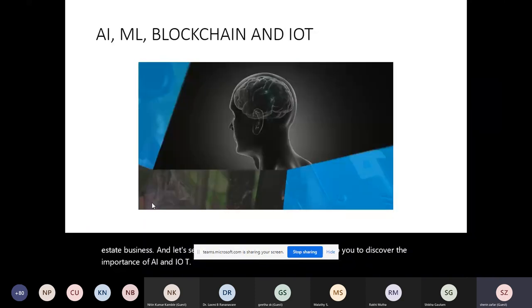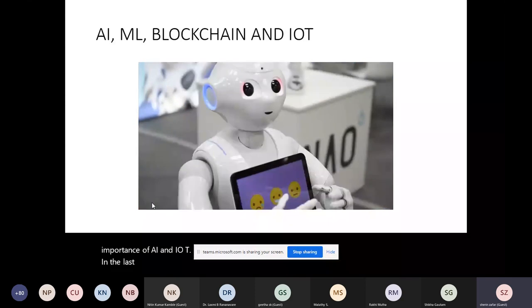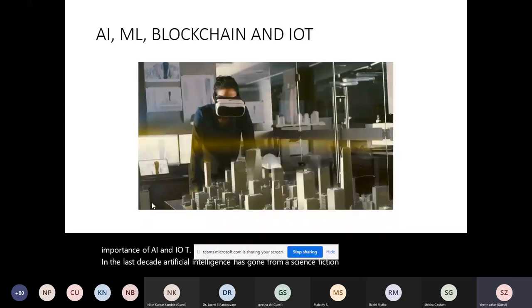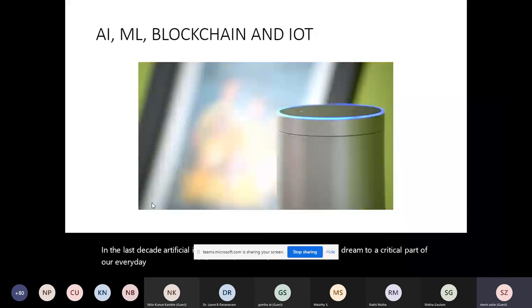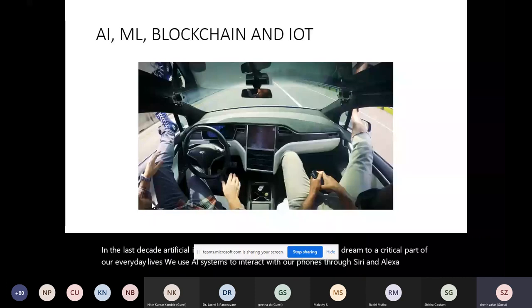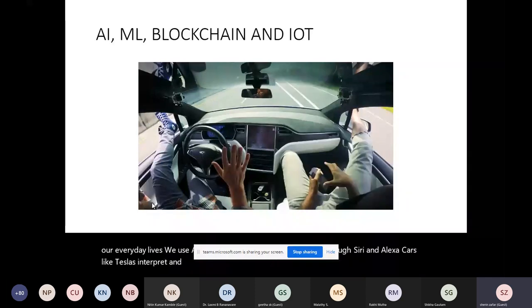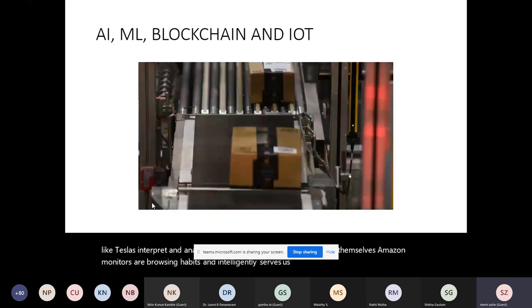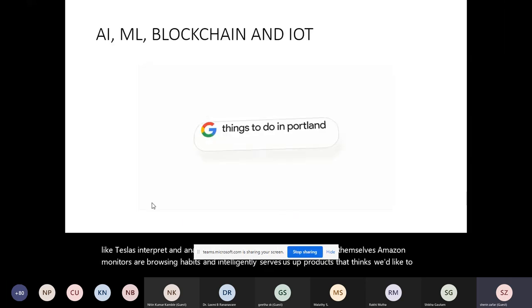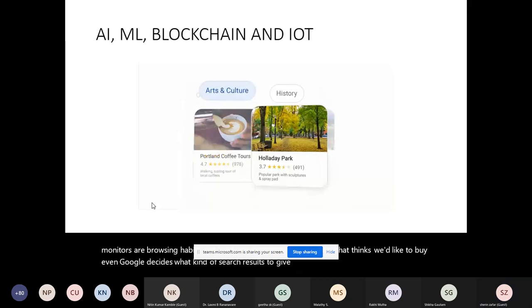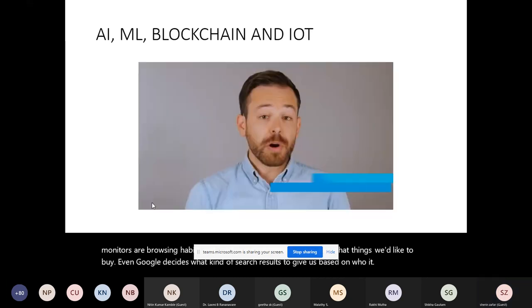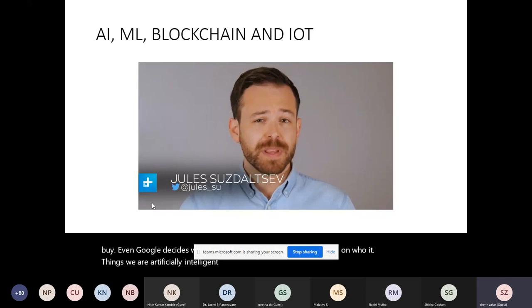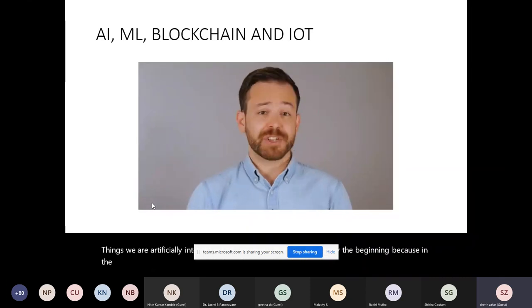In the last decade, artificial intelligence has gone from a science fiction dream to a critical part of our everyday lives. We use AI systems to interact with our phones through Siri and Alexa. Cars like Tesla's interpret and analyze their surroundings to intelligently drive themselves. Amazon monitors our browsing habits and intelligently serves us up products it thinks we'd like to buy. Even Google decides what kind of search results to give us based on who it thinks we are. Artificially intelligent algorithms are here, but this is only the beginning, because in the future, AI is going to change everything. Do we want it to?